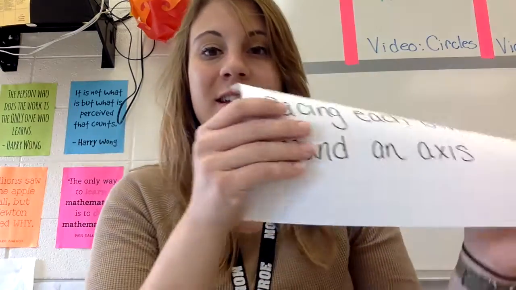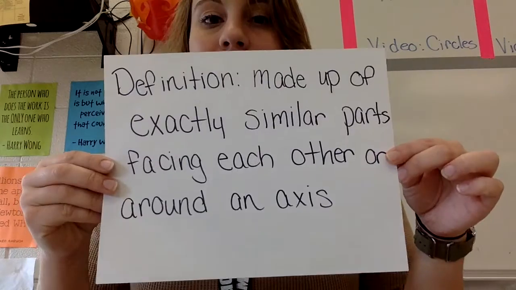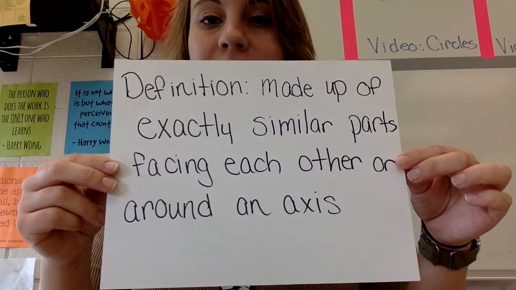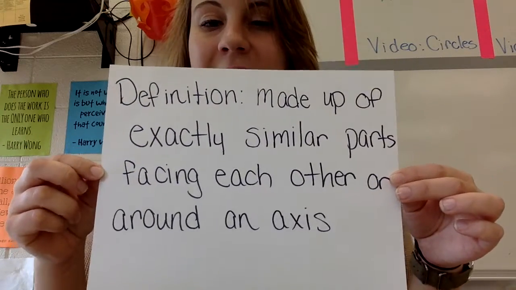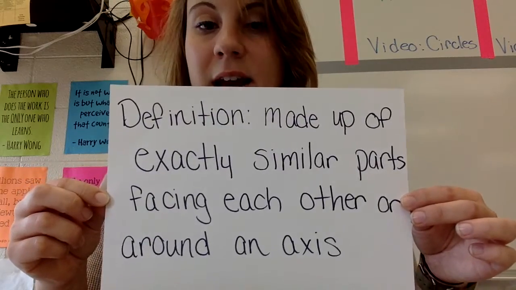Alright, to start, the definition of symmetry. Made up of exactly similar parts facing each other or around an axis. So write that down.